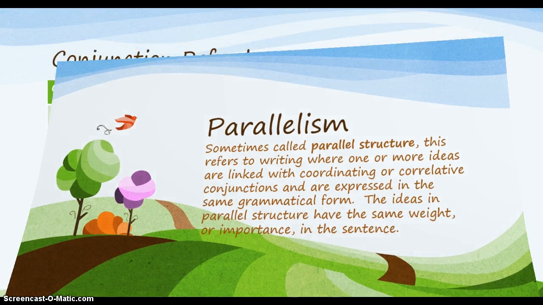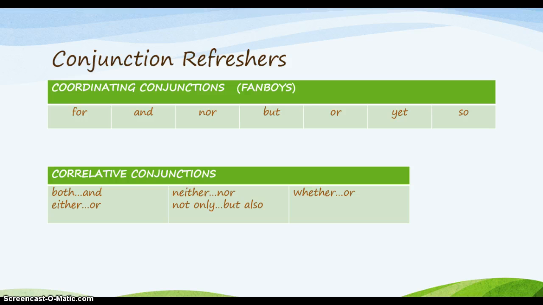So let's take a look at this in some more depth. In order to fully understand parallelism, you have to remember what conjunctions are. So let's talk about two different kinds. Coordinating conjunctions, if you remember the word fanboys, you'll always remember the coordinating conjunctions. For, and, nor, but, or, yet, so. It spells out fanboys. Those are the coordinating conjunctions.